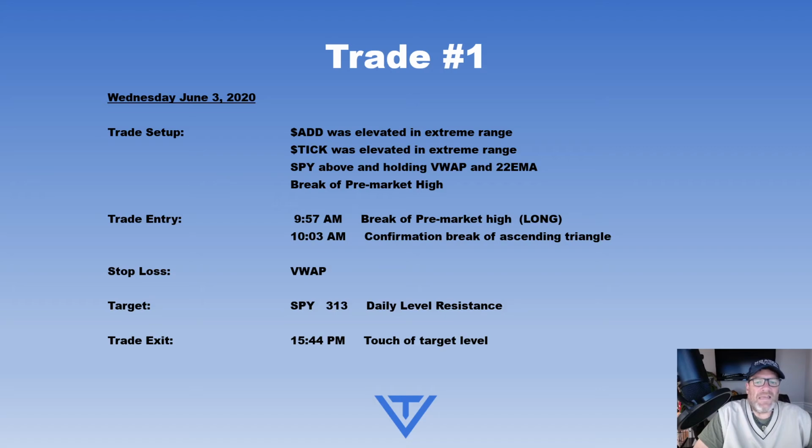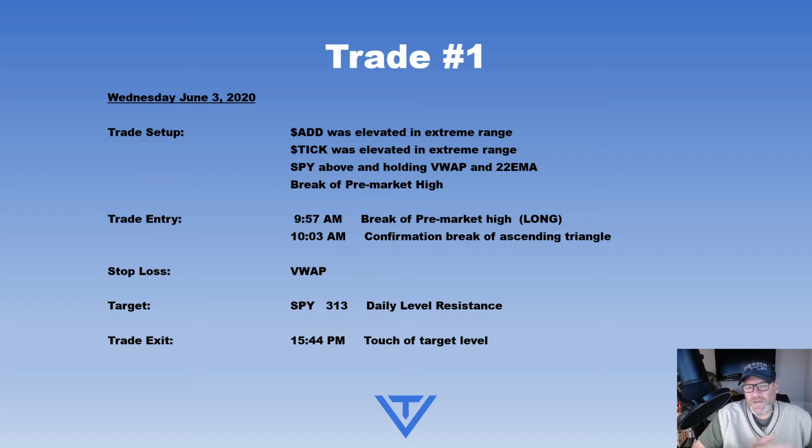Okay, trade setup. ADD was elevated, extreme range. Talked about that, saw that on the chart. Tick was elevated in extreme range, saw that on the chart. SPY was above and holding VWAP, and the 22 EMA was stacked pretty nicely. And we had a break of the pre-market high, which is what we were looking for.